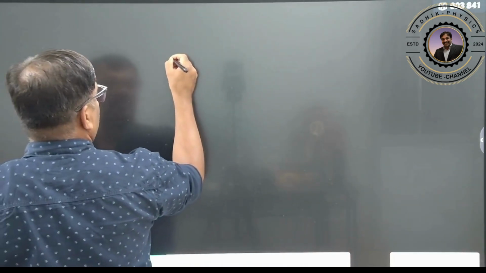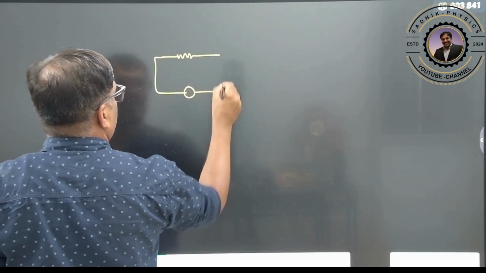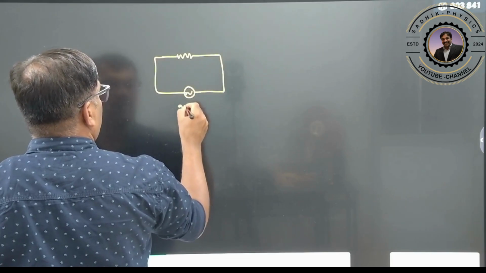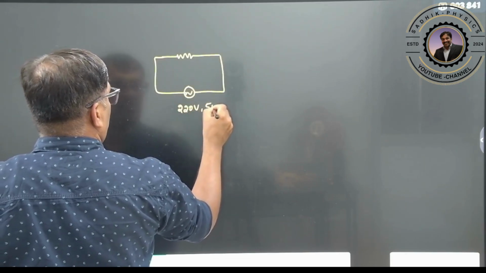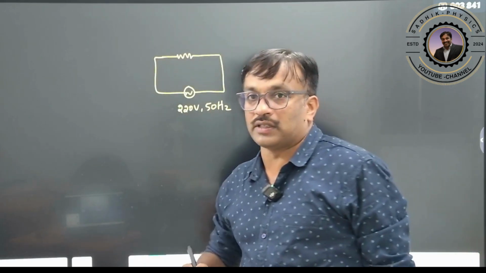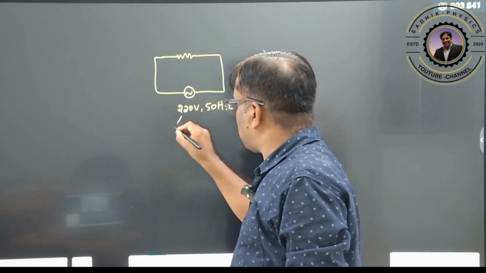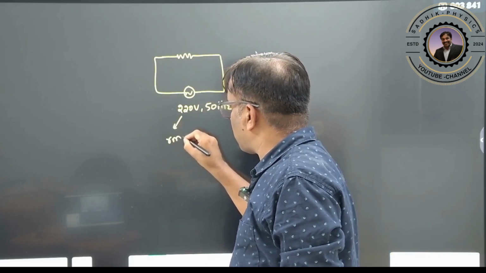Suppose let us take this one. There is a resistance, and this is your alternating current. In our houses in India we always use 220 volts and 50 hertz. This 220 volts is not the peak value. This is nothing but the RMS voltage.